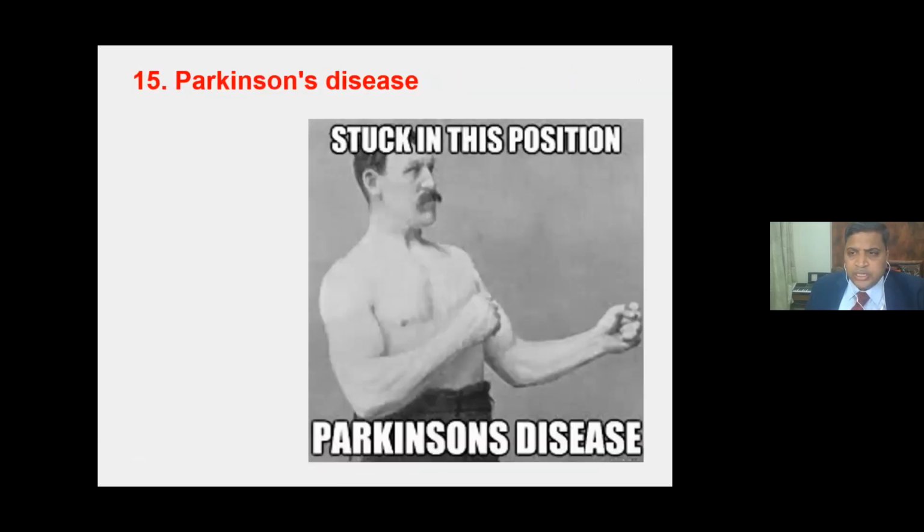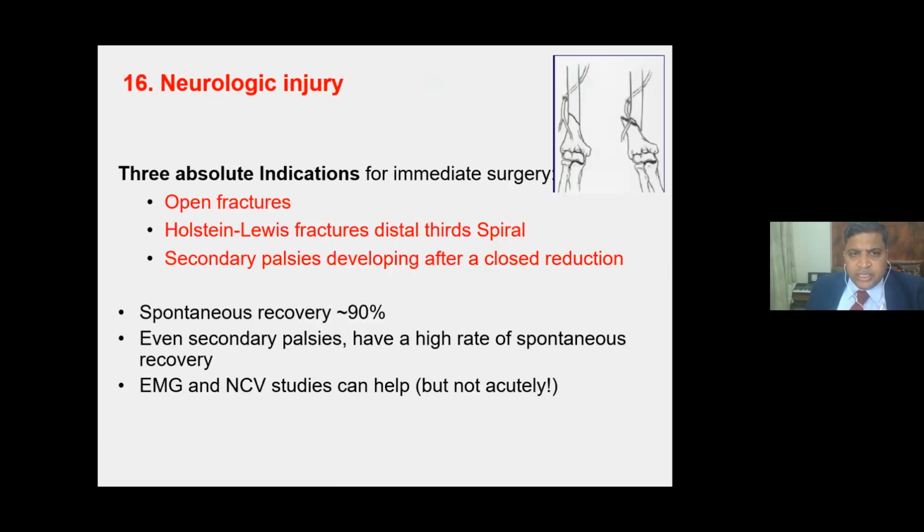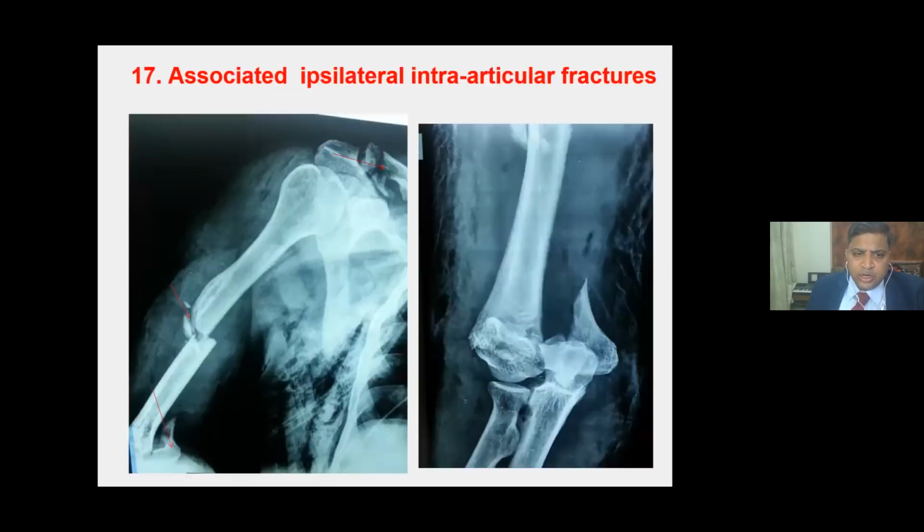Another absolute indication to go for intramedullary nailing is Parkinson's disease. So consider these case examples of a neurological injury. Once you are exploring a nerve injury for some problem, you should always go for fixation simultaneously. Usually plate fixation is preferred, especially for these absolute indications for immediate surgery in case of neurological injury: whenever there is an open fracture, or a distal third spiral, Holstein-Lewis kind of fracture, or the patient has developed radial nerve palsy secondarily after a closed reduction or some nailing which has been attempted. So plate fixation takes priority whenever you are dealing with neurological injuries.